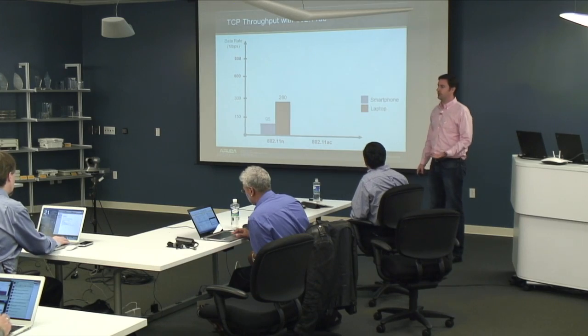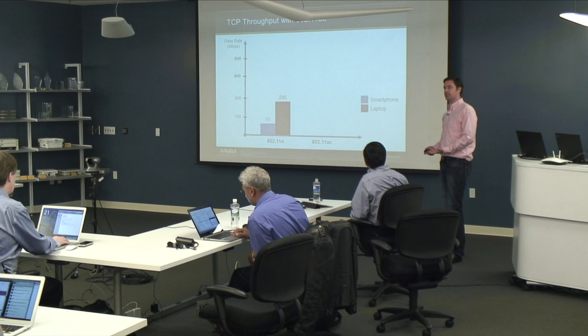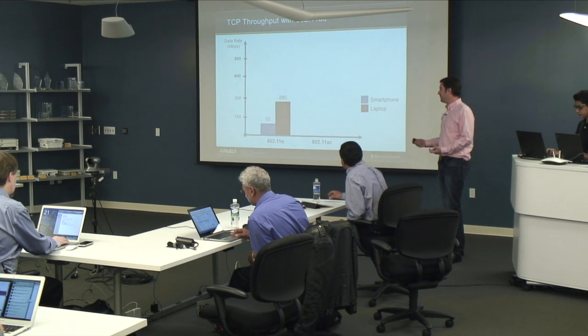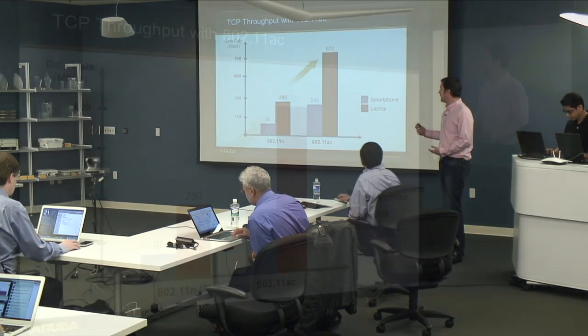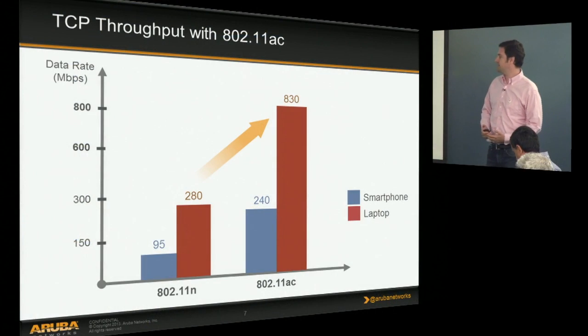Definitely. So you've heard a lot of the numbers that are out there, right? With 11N, you were looking at 450 megs for a 3-stream device, 150 for connected data rate for a single-stream smartphone. Real-world TCP throughputs were obviously significantly lower. You're looking at about 95 megs and 280 for a 3-stream device. With 11AC, we'll show you some demos here today where we're seeing up to 830 megs of TCP throughput on a 3-stream device and 240 on a single-stream smartphone.